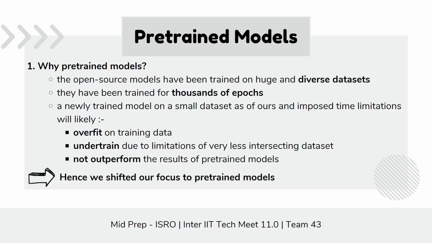So the question is, why did we shift to a pre-trained model? It had many advantages, like a huge and diverse data set, and those data sets were trained over a large number of epochs. On a small data set like ours, we would face disadvantages like overfitting on training data. We might undertrain the model due to limitations in time and resources, and we cannot outperform the results shown by the pre-trained models. Hence, we shifted our focus to pre-trained models.